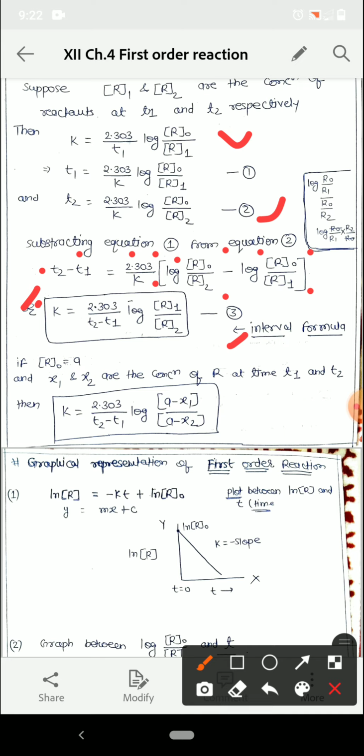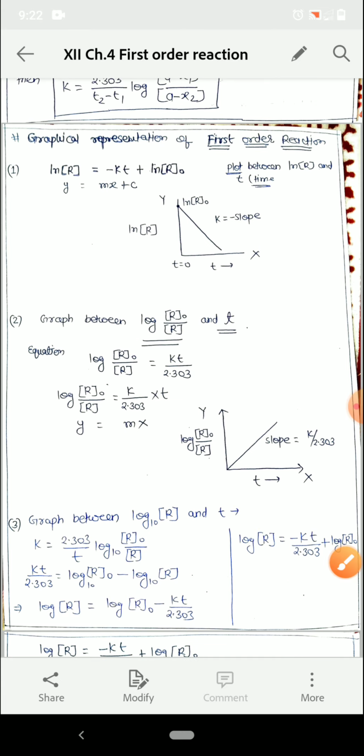And student, it is very important, and the type of questions in which R1 and R2 are given, we can use this formula to solve the question. Okay, suppose हम R नोट को A लिखें. R नोट A means the initial concentration, and x1 and x2 are the concentration of R at time t1 and t2, so we can write it also A minus x1 upon A minus x2. Okay, next is the graphical representation.